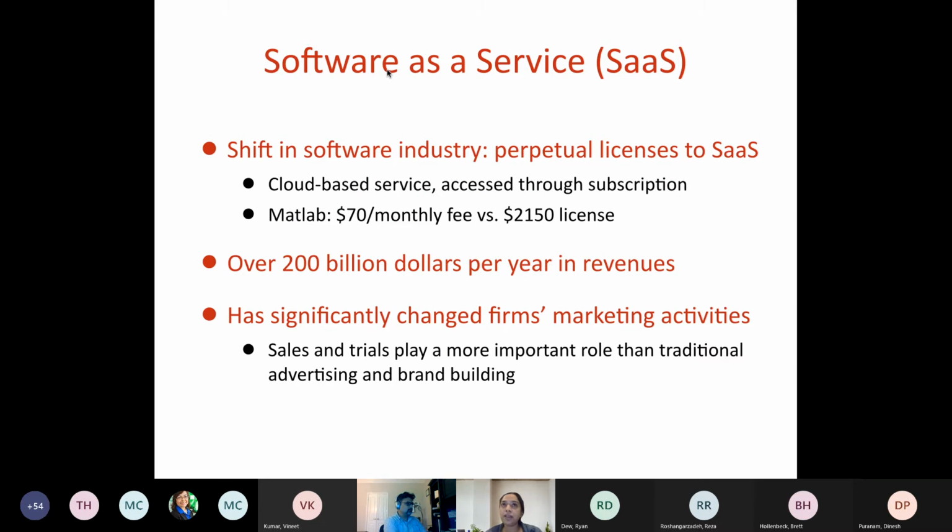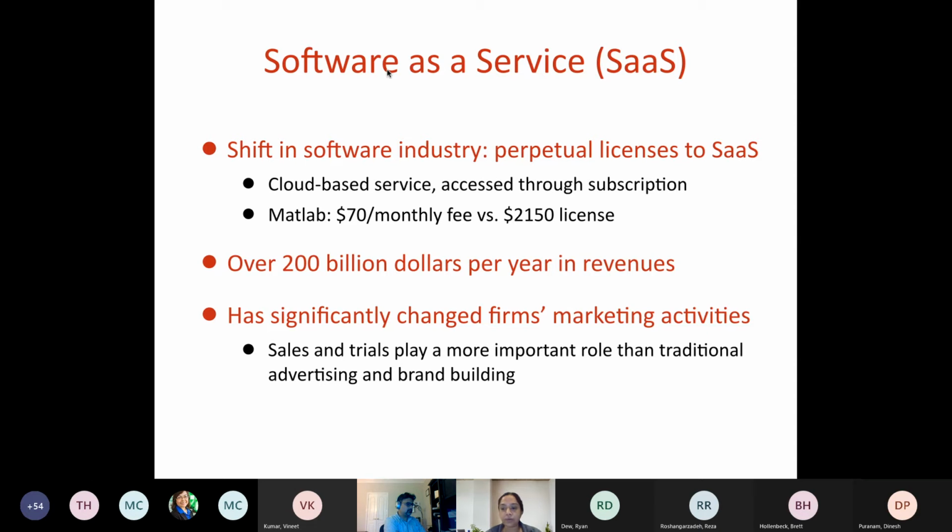If you look at the last decade or so, there has been a big shift in how the software industry has functioned. What used to be that mostly firms used to sell perpetual licenses, which means that if you wanted a software, you went and bought a license and you had the product forever. That has largely shifted to what we now call the software as a service industry.